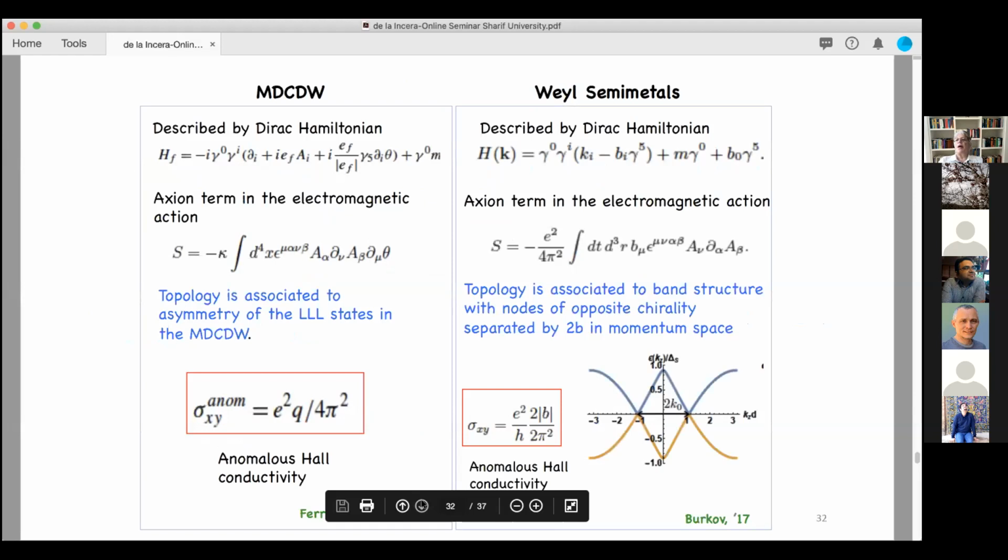I don't know, this is the comparison with some topological materials, but I think I am running out of time. So I will go back, unless you are interested in knowing about that.